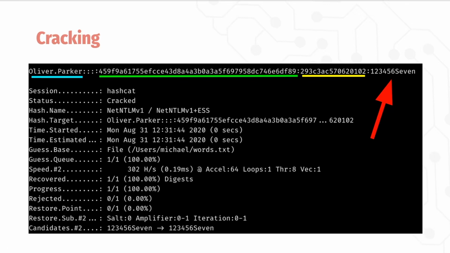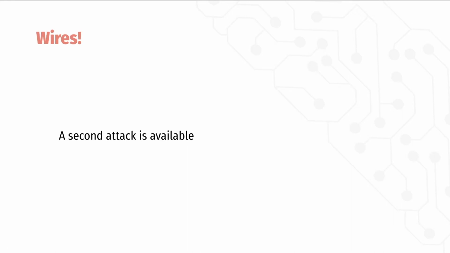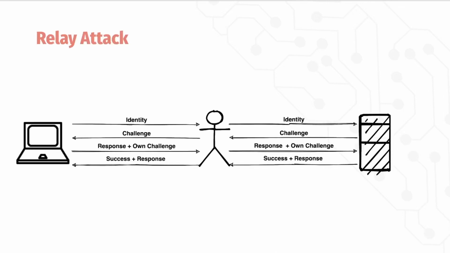So this is pretty much the state of things now, and that's great. You can crack hashes for users. You can then use those hashes and passwords on mail and things like that. In the wired world, there's a second attack available that's not available in the wireless world. The second attack is a relay attack.